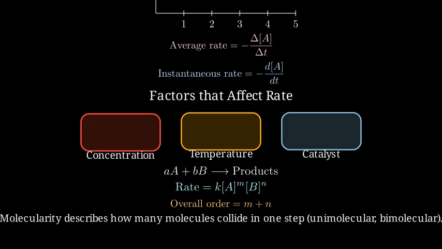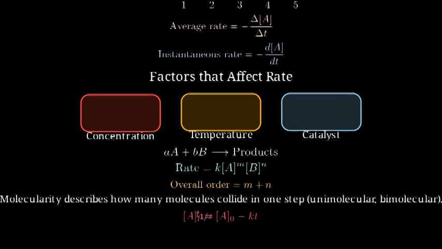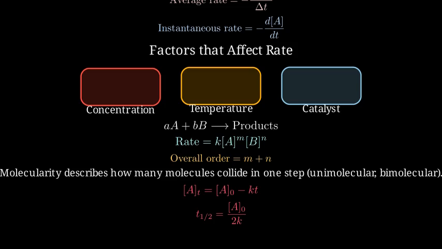Let's dig into integrated rate equations for zero and first order. For a zero-order reaction, the concentration decreases linearly. [A] at time t equals [A]0 minus kt. The half-life for zero order depends on the starting concentration. t half equals [A]0 over 2k.